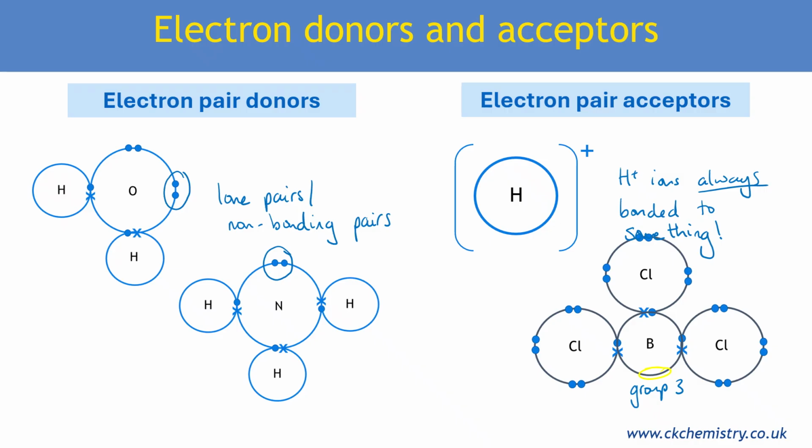So there's that space. We're talking group 3, and also something like aluminium. Aluminium would typically be classed as a metal, but aluminium is a little bit borderline and it can make some covalent molecules as well. So we've got hydrogen ions and we've got group 3 compounds with a little space. Those are very typical examples of electron pair acceptors.